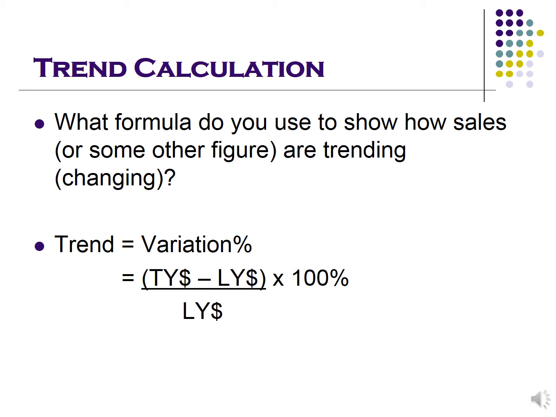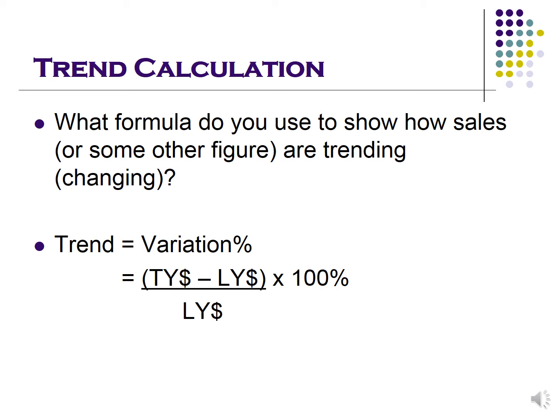So to show how sales or profit or any other figures are trending or changing between the 2 years, we need to use this formula. Basically, you're looking at the numbers. If it is trend in sales, then this year's sales dollar and last year's sales dollar, and you subtract last year's sales from this year's sales, and you divide that by last year's sales, and you turn that into a percentage number by multiplying that by 100. That will give you the trend percent or variation percent or change percent.